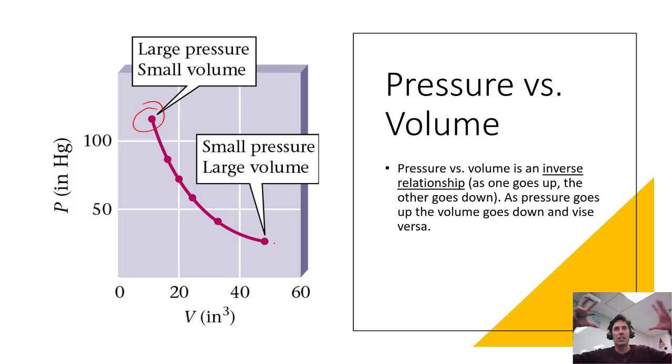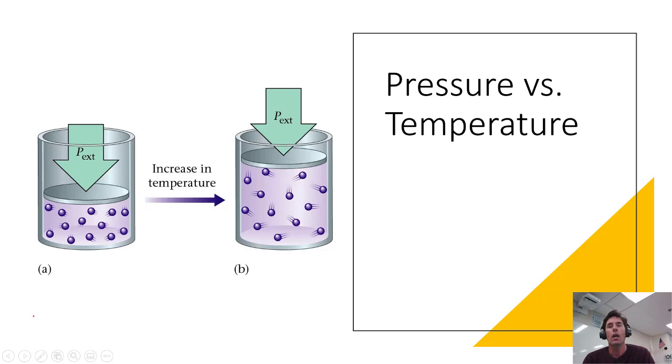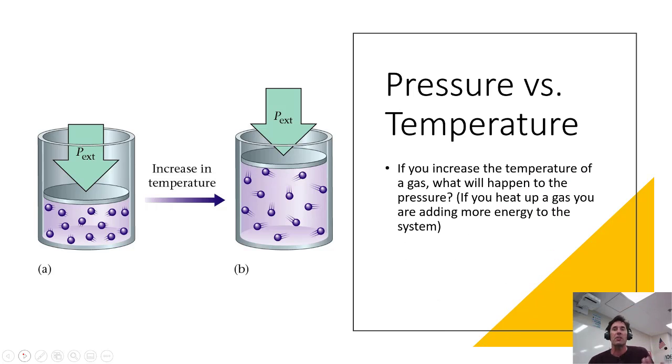Meaning if the size of the container is getting bigger, it has more area to hit, so the pressure is going to get less and less, and vice versa. The other relationship is pressure and temperature. If we were to increase the temperature of a gas, what's going to happen to the pressure? Well, the particles are going to move faster and faster, so they're going to have more force. And when they collide with more force, that means more pressure, especially if the volume is held constant.